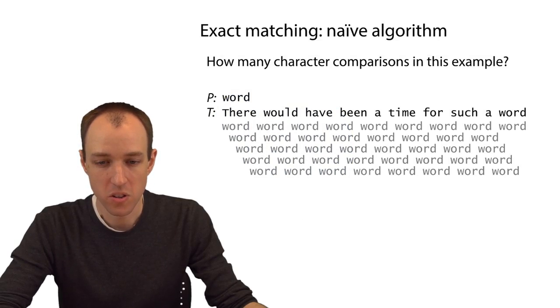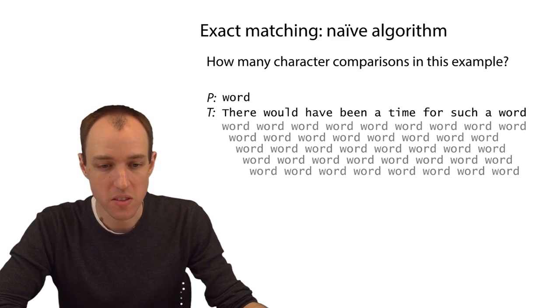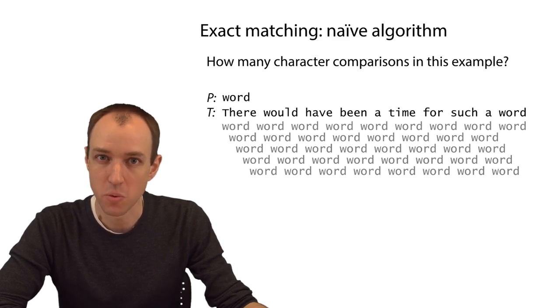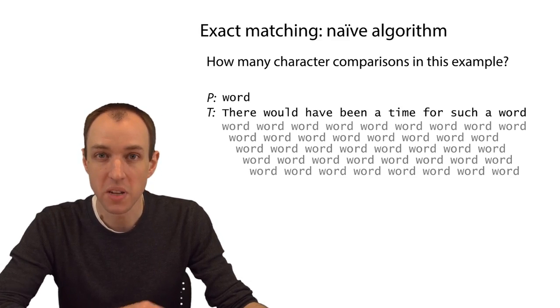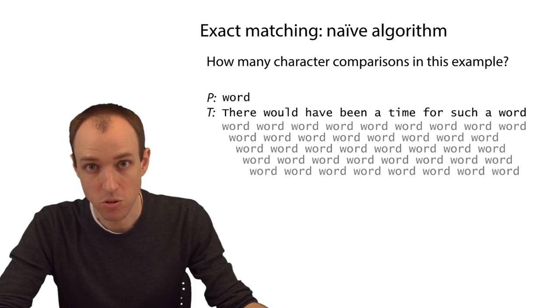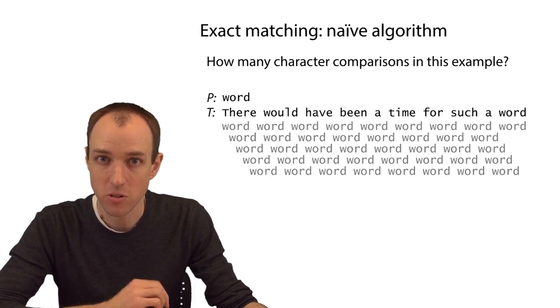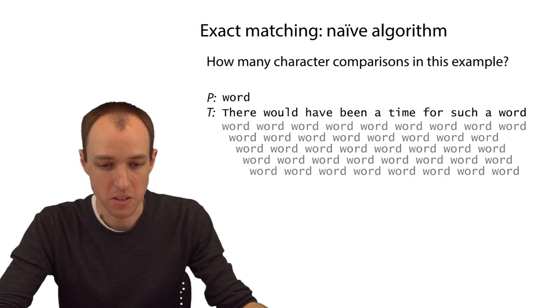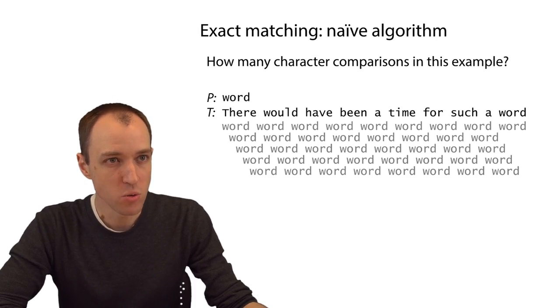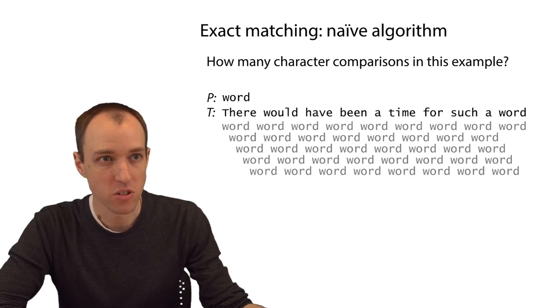Well, one thing you'll notice is that most of the alignments will mismatch immediately, right? It's not hard to see because the pattern begins with a W, and yet most of the characters in the text T are not W's. So for most of the alignments, the very first character comparison will be a mismatch. There are two W's in the text, and so there are two special alignments. And for those two alignments, we'll have some matches.